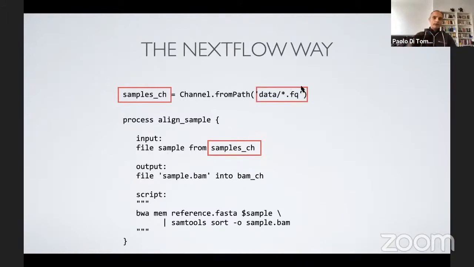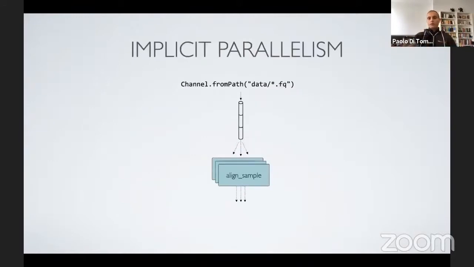So in this case, I'm saying I want to take all the FASTQ files in this pattern, and then what Nextflow is doing is launching many parallel executions of this task, one for each file that there is in the path. So this is the core idea. Nothing changed about this, and this is the most important thing to know.